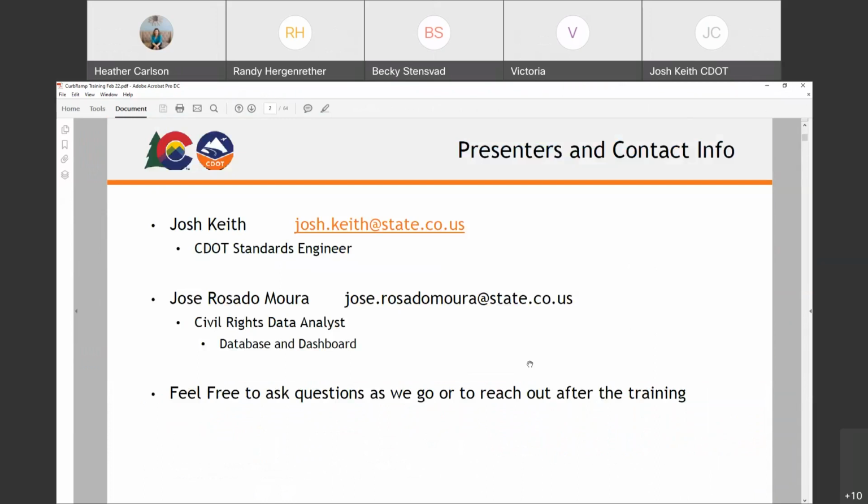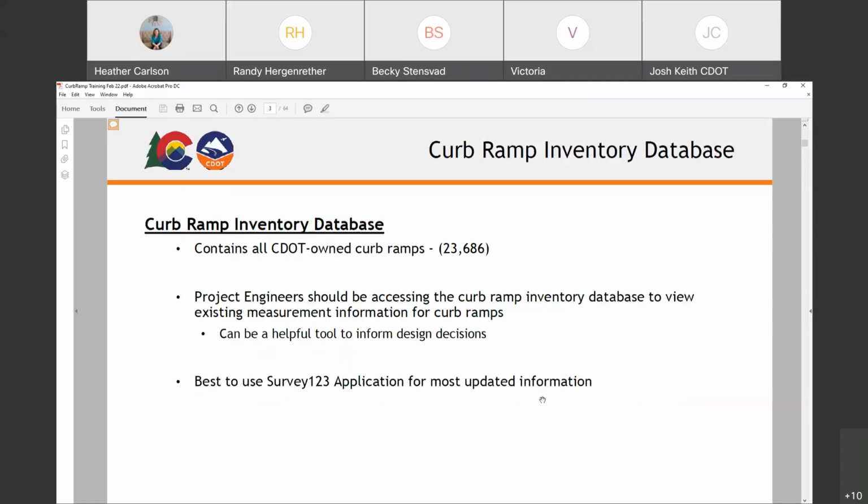So I am Josh Keith. I'm the CDOT standards engineer, and so I'm the one who wrote the M standard, and I do a lot of the ADA stuff. Jose's name is there. He handles more of the Survey 1, 2, 3. I don't know if anybody really has anything to do with that because that's really tied to CDOT projects. But there is stuff that potentially, and he also has all of our data collection stuff. So, feel free to potentially reach out to him as well. And I'm sure there'll be questions.